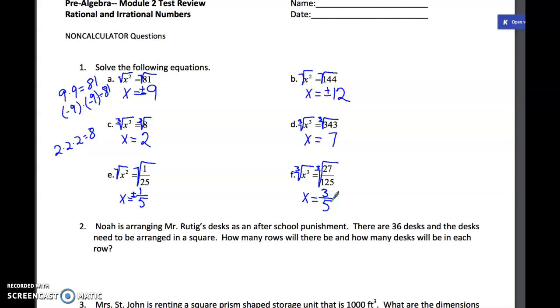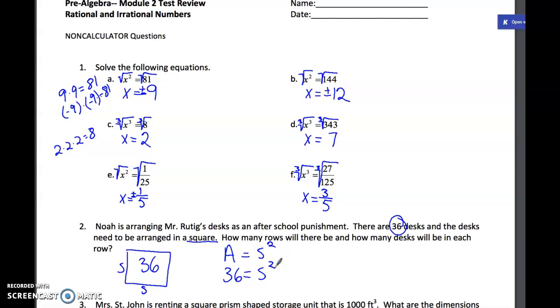Number 2, okay, looking at our word problem. Noah's arranging Mr. Rudig's desk as an after-school punishment. There are 36 desks, and the desks need to be arranged in a square. How many rows will there be, and how many desks will be in each row? I know that a square means that both sides have to be the same. I know that the total number is 36. So we're going to work with this like area, okay? S squared, our area, 36 equals S squared.